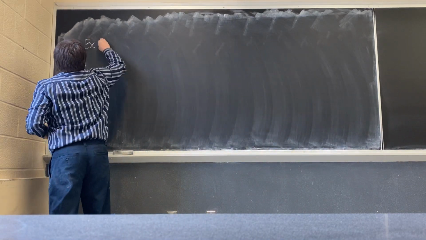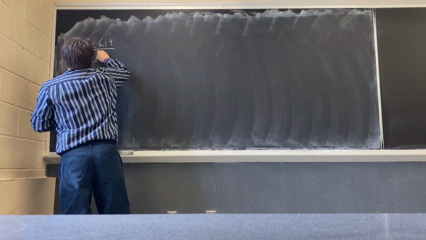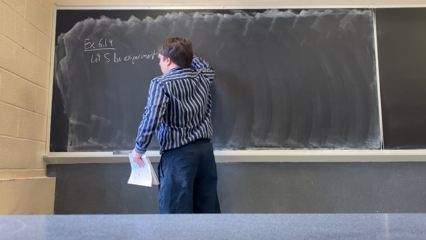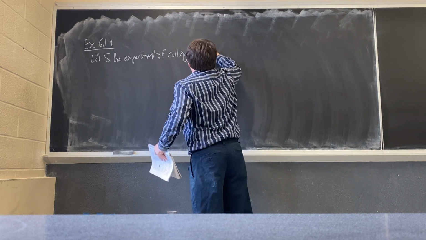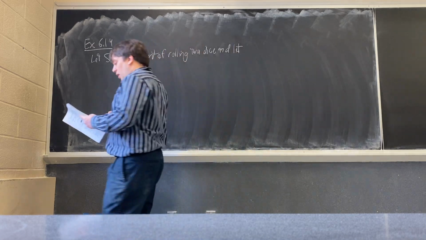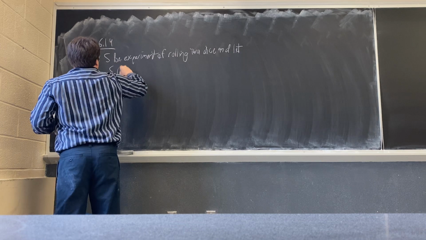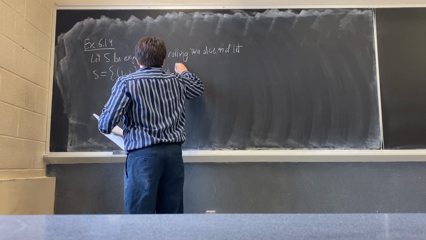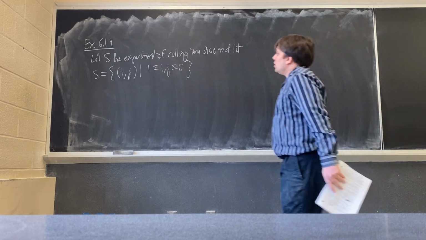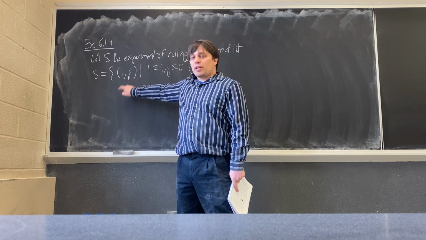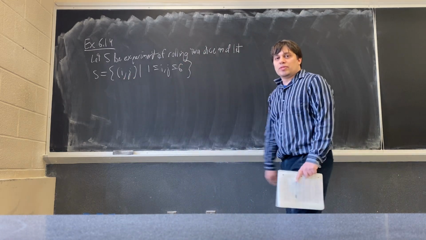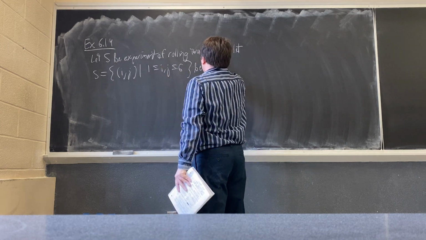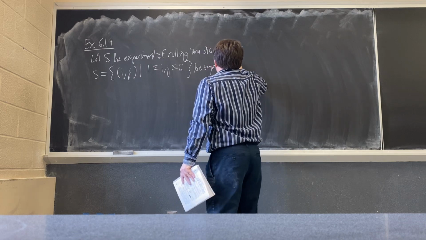Okay, so example 6.14. Let S be the experiment of rolling 2 dice, and let capital S equal the set of (i, j) such that both i and j are between 1 and 6 inclusive. So we're going to roll 2 dice, and I'm going to express the sample space as a set of ordered pairs. The first member is from 1 to 6, and the second member is from 1 to 6. They could be different, they could be the same. And that capital S, this set, is going to be the sample space for that experiment.